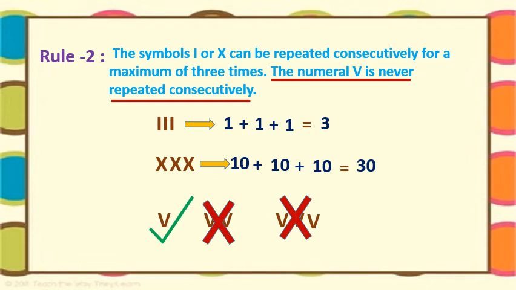What is the meaning of V? V symbol we use to write 5. That you know, correct? Remember this thing. We can use I, that is 1, maximum 3 times, and X also we can use 3 times. But remember that we can't use V more than 1 time. Okay, this is about the second rule.